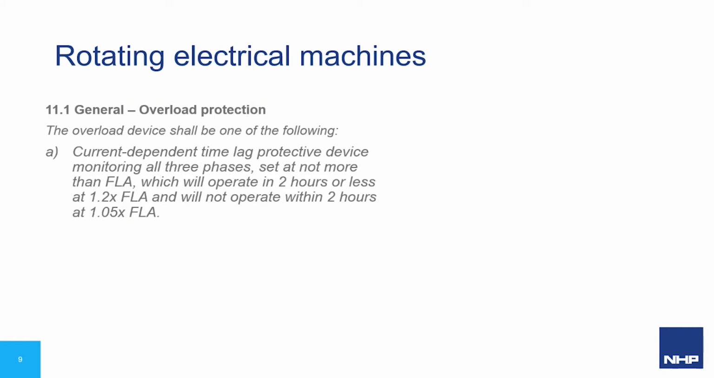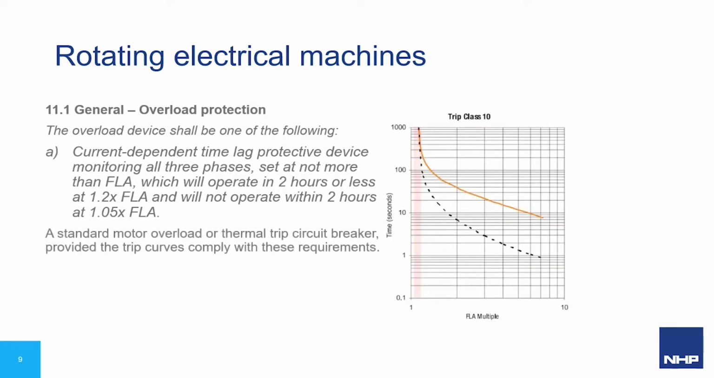So Part A states that the device shall be a current-dependent time lag protective device, monitoring all 3 phases, set at no more than the rated current of the motor or the full load current, which will operate in 2 hours or less at 1.2 times the set current and will not operate within 2 hours at 1.05 times the set current. So as I'm sure you're aware, a standard motor overload or thermal trip circuit breaker is a current dependent time lag device, which can be used provided the trip curves comply with these requirements on the tripping times. And you would need to refer to the trip curves here just to determine that.